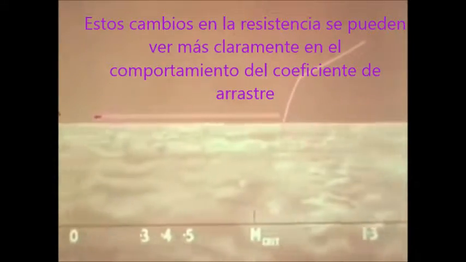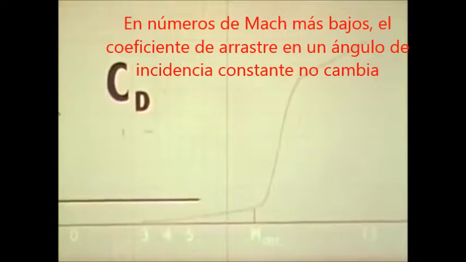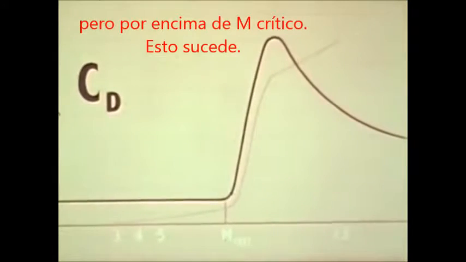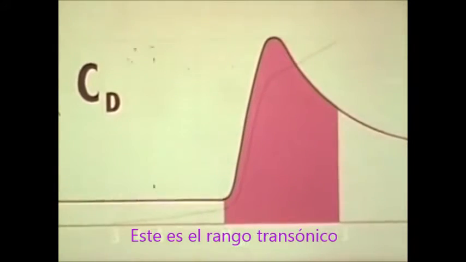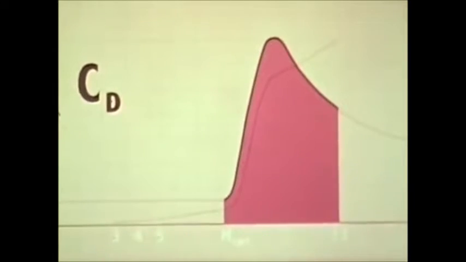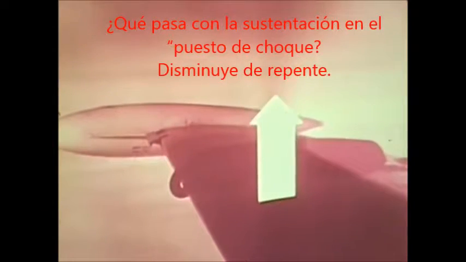These changes in drag can be seen more clearly in the behavior of the drag coefficient. At low Mach numbers, the drag coefficient at a constant angle of incidence doesn't change. But above M crit, this happens. This is the transonic range, and the sound barrier is simply the peak in the drag coefficient, somewhere around Mach 1. So much for drag. What happens to lift at the shock stall? It drops suddenly.